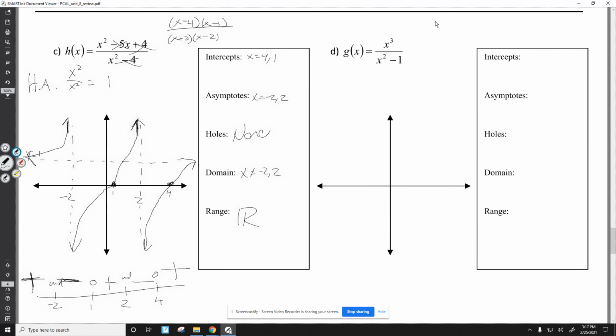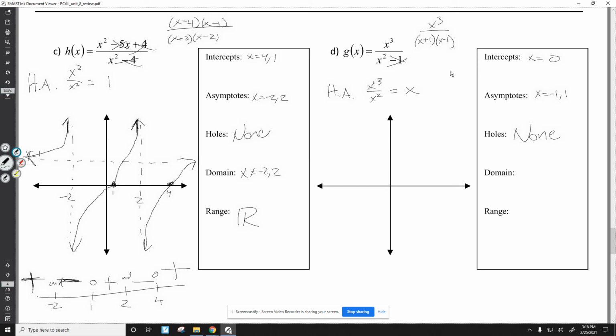Okay. x cubed over x plus 1, x minus 1. X-intercept, x is 0. That makes the top 0. Asymptotes, -1 and 1 make the bottom 0. No holes. Horizontal asymptote. This -1 won't mean anything. x cubed over x squared simplifies to just be x.